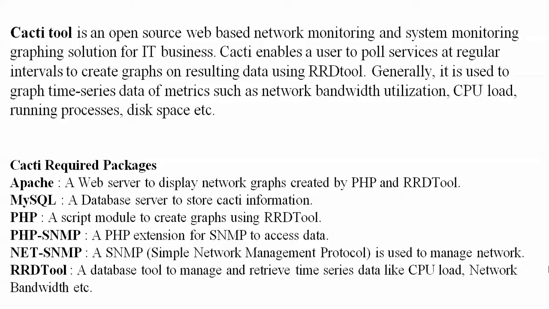So this is your Cacti requirement packages. First of all I'm going to download and install Apache, then MySQL, then PHP. With PHP I'm also going to install SNMP, that is net-SNMP. I'm also going to install the RRDtool, which manages your network bandwidth. These are the packages I'm going to download and install.